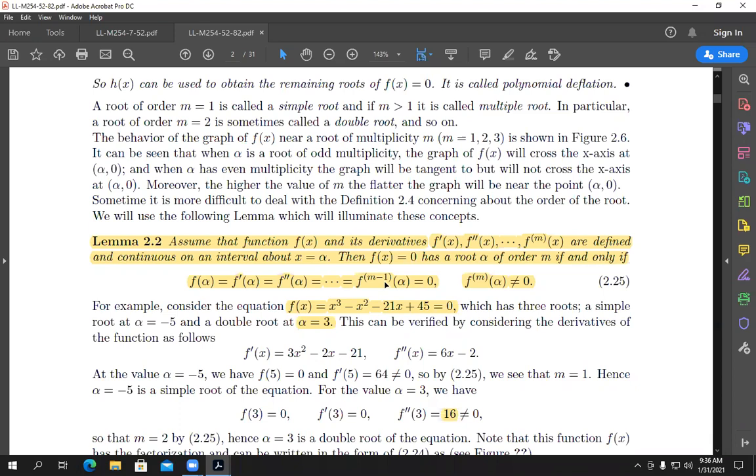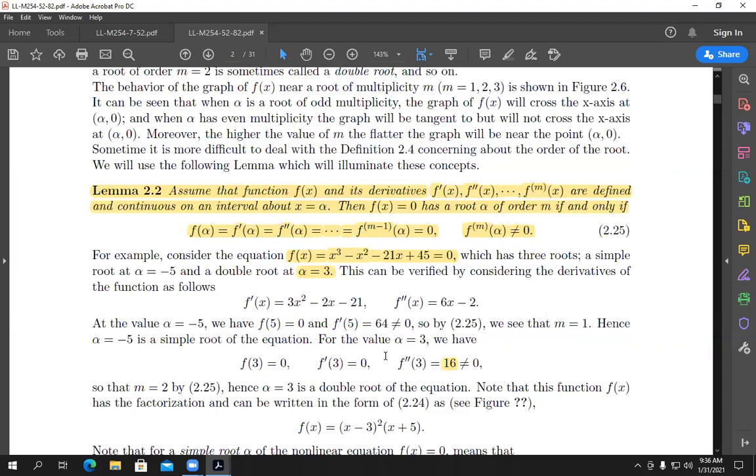Now do you understand this, please? What does multiple root mean? Multiple root means f dash alpha should equal 0. Then when you know it is a multiple root, you also have to check how many times it's repeating. That means you have to find its order of multiplicity. Order of multiplicity means how many times it is repeating. How to find it? You have to continue to take the derivative until your derivative is not equal to 0.